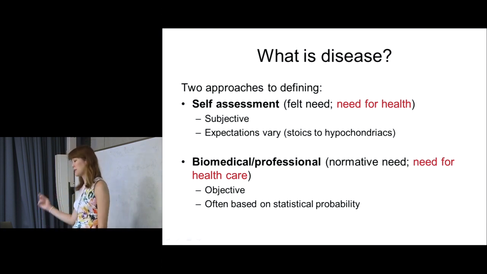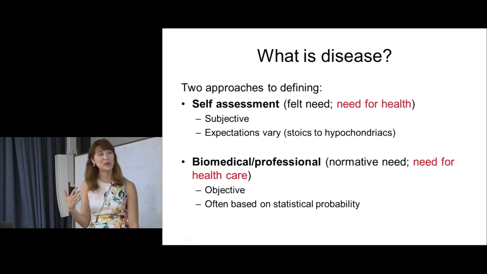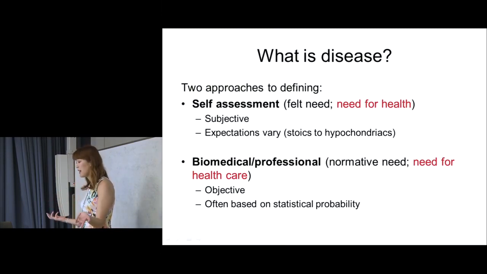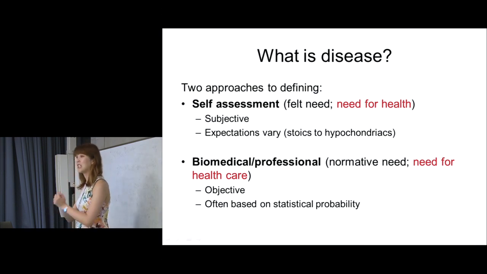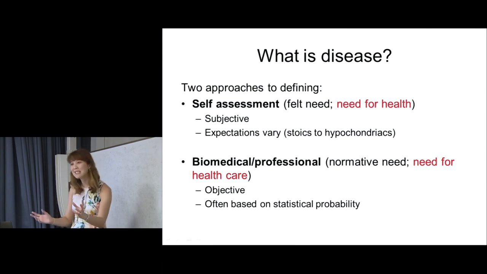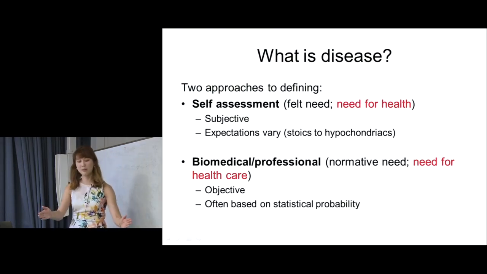Then we have a different perspective of disease, the biomedical perspective, which we are all very familiar with in our professional capacities. We sometimes call this the need for healthcare, a normative need. And it's normed because the doctor or the professional says you have a disease. It's objective. It's often based on a combination of signs and symptoms and measures, probability, blood tests, statistics. And we say, oh, it's likely that you have this syndrome or this disease because you have these symptoms.